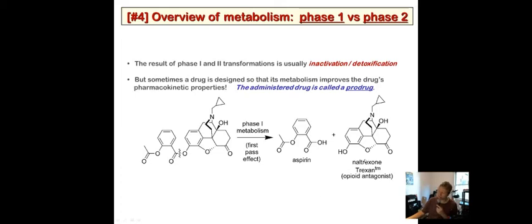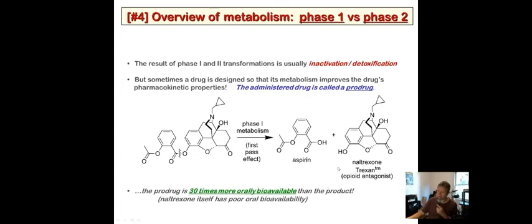liberates aspirin and naltrexone. In this case, this prodrug, and I don't think it's actually used commercially, but it was definitely reported in the literature, it's 30 times more orally bioavailable than the product, meaning naltrexone. So this prodrug can be administered orally and is much more bioavailable and more active ultimately.